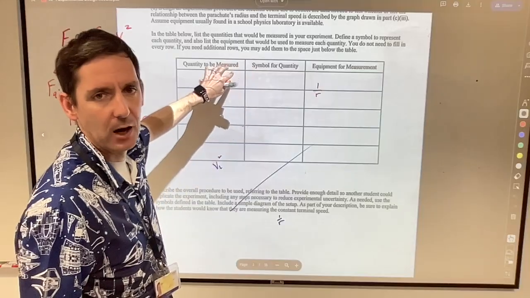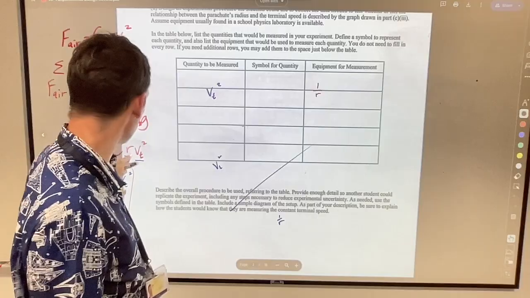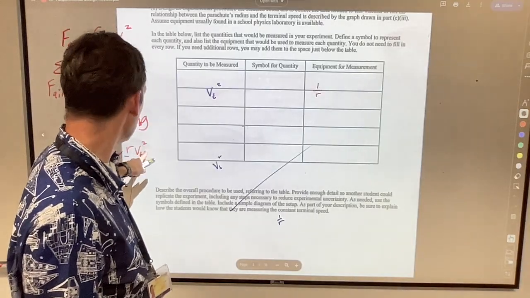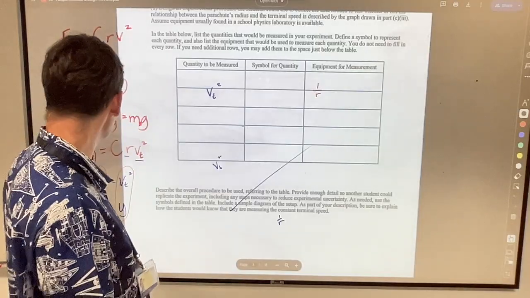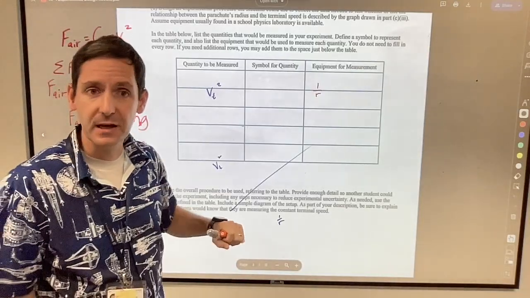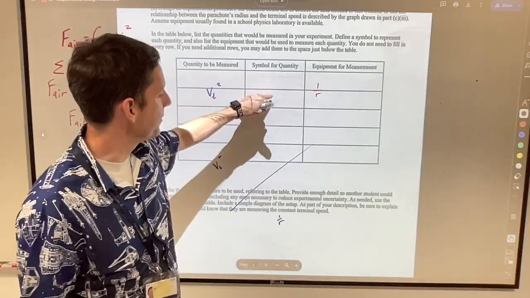You need to write down what it is that you're measuring. For me, I said I was going to measure the radius and the terminal velocity using a motion sensor, and I said I was going to measure the mass of the block, right? So I would write down those are the three things. I'd put their symbols here.